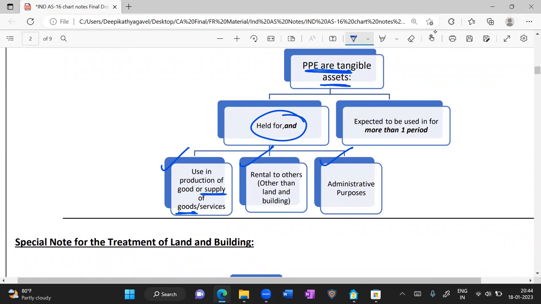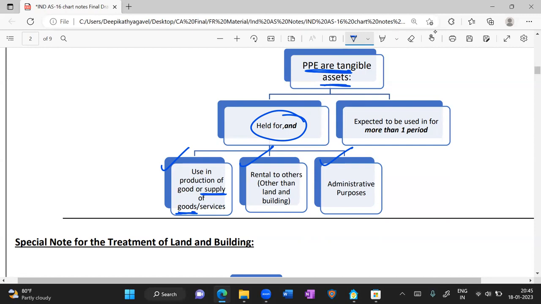Second, the standard says that it should be used in supply of goods. What do you mean by supply of goods? Let's go by the same example. You have a manufacturing unit that manufactures electronic devices. Now these electronic devices need to reach their customers. So for transportation, let's say you have some container vehicles. These container vehicles are tangible assets which should be classified under Ind AS 16 because they are being used for supply of goods.